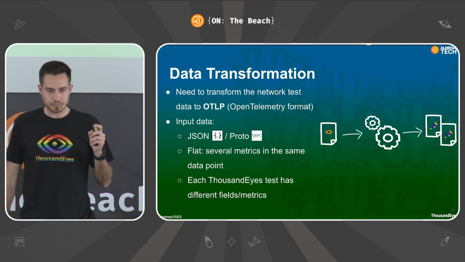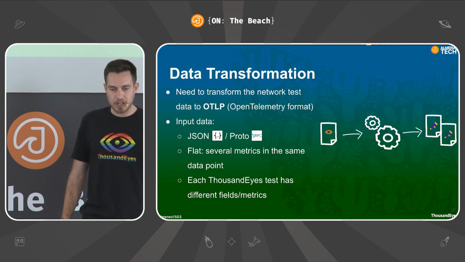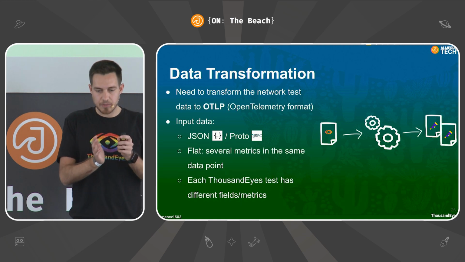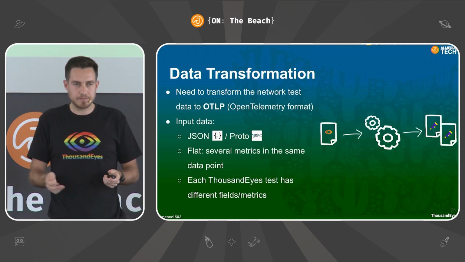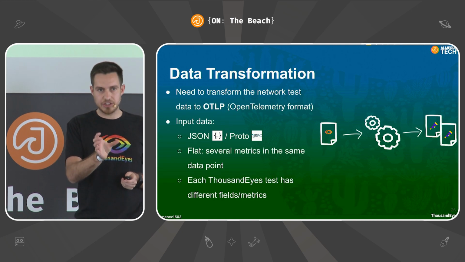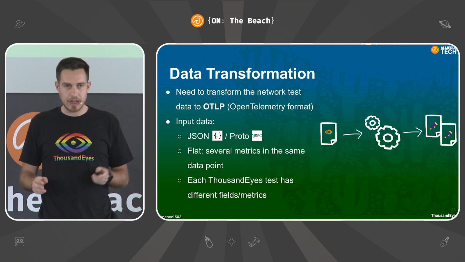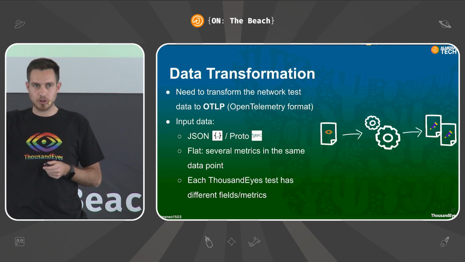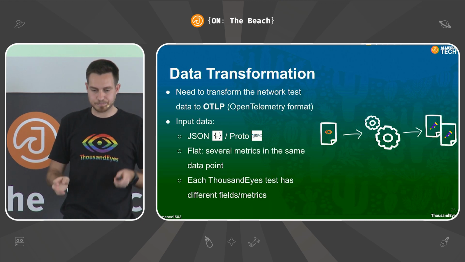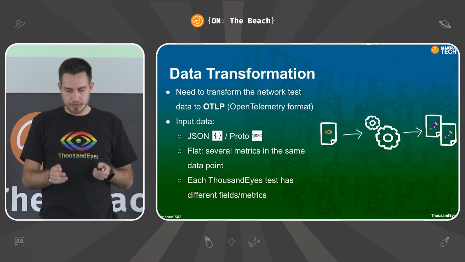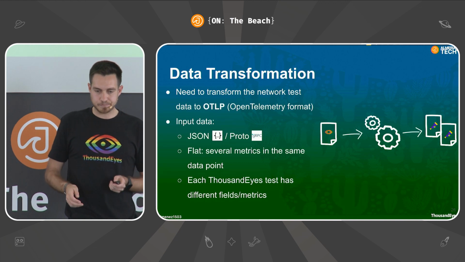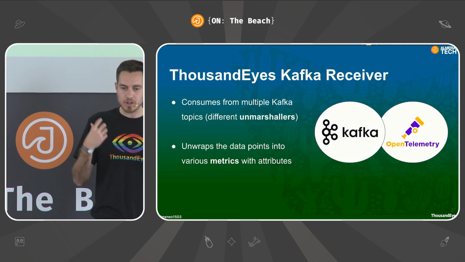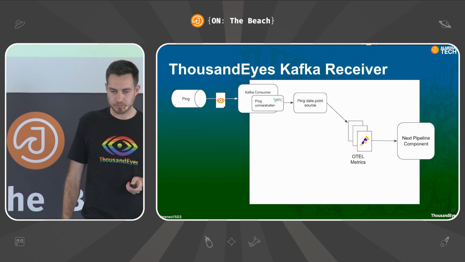Data transformation. We need to transform network test data into an OTLP format. As you can imagine, each test type is going to have a different structure and a different way. Some of them are in JSON, others in protobuf, and so on. And all the data is flat, which means that the loss, the jitter, liveliness, all of those are going to be in the same place. And now we also have different attributes for each one. How are we going to solve that? We are going to do it using Kafka and a different marshaller for each one.